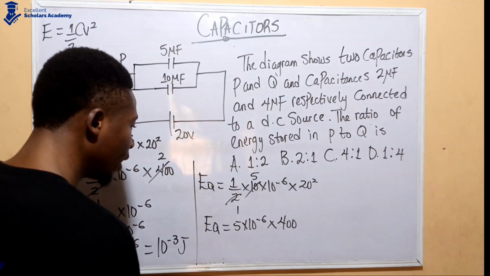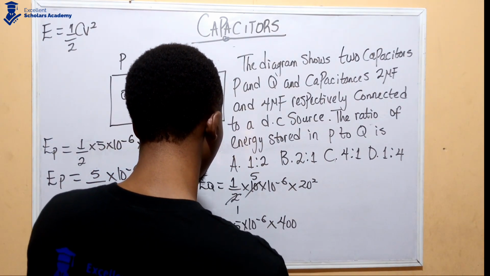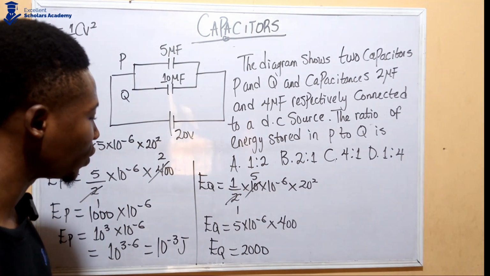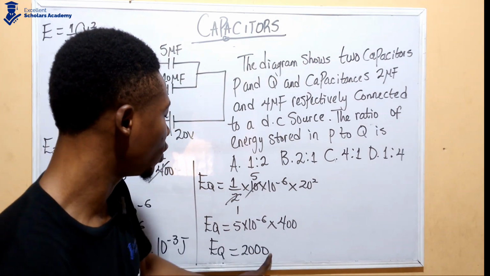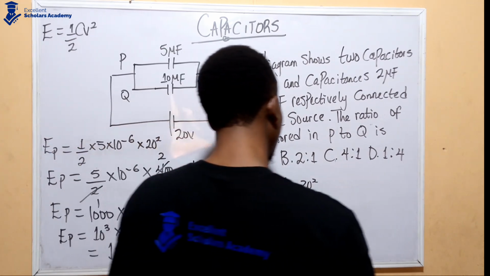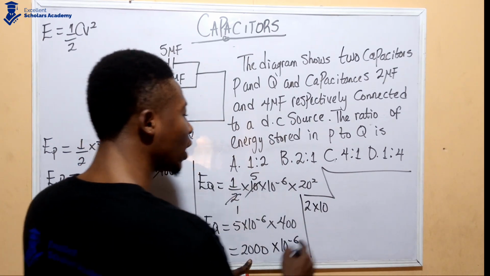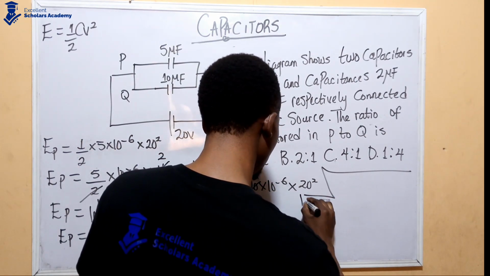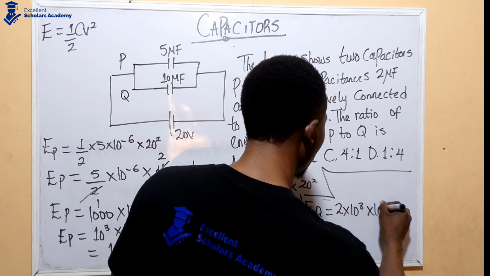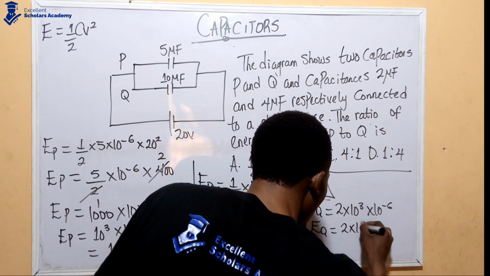20 squared gives us 400. So 5 times 4 gives us 20, then with the 2 zeros, that is 2000, times 10 to the power of minus 6. Now, 2000 can also be written as 2 times 10 to the power of 3. So 2 times 10 to the power of 3 multiplied by 10 to the power of minus 6. Add their powers: 3 plus minus 6 gives minus 3.